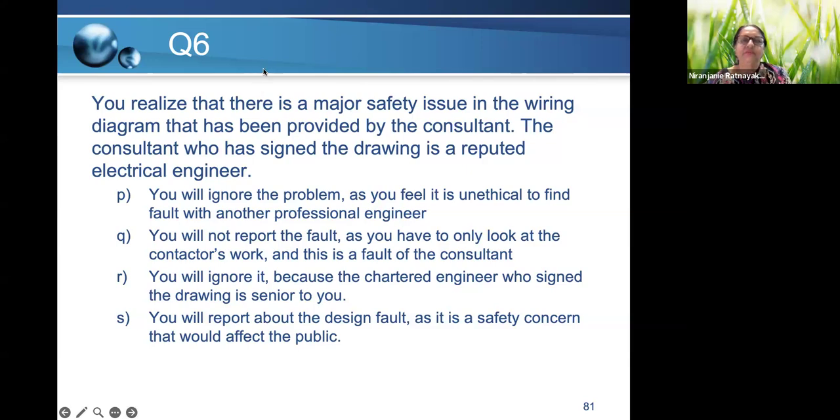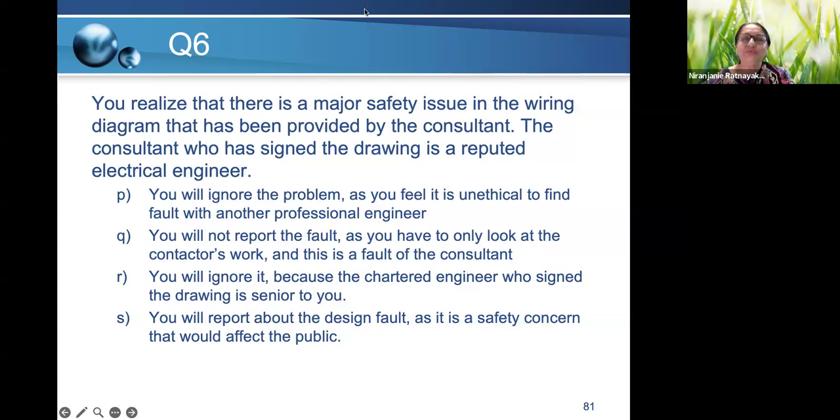Yes. So this is about whistleblowing, right? So it will affect the public. So you have to inform the authorities that it's not done properly, right? Although he's a senior engineer, people make mistakes. And if the result is going to be causing a safety issue for the public, you should not keep quiet, right?